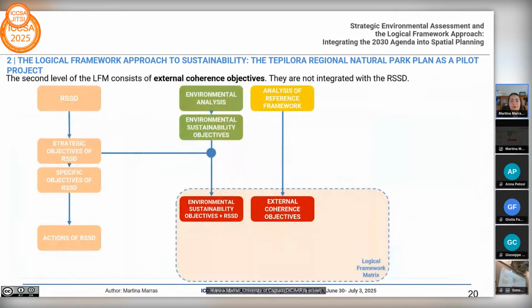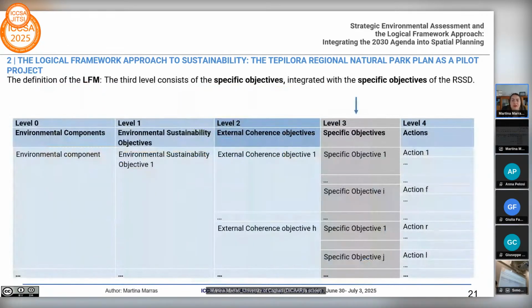The second level of the LFM consists of external coherence objectives. They are derived from an analysis of the high-level and parallel programming and planning instruments in force within the context and are not integrated with the RSSD because, unlike the other elements that directly shape the plan's strategic orientation, they serve as an external reference framework to ensure the plan does not diverge from or conflict with the existing governance system. The third level of the LFM consists of the specific objectives of the plan.